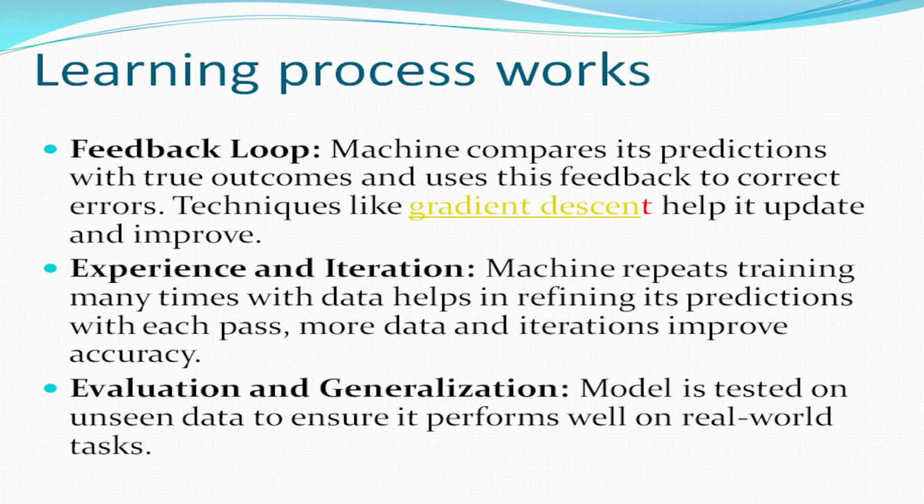Another one is experience and iteration. The machine repeats training many times with data, helping in refining its prediction with each pass. More data and iteration improve its accuracy. Evaluation and generalization: the model is tested on unseen data to ensure it performs well on a real-world task.